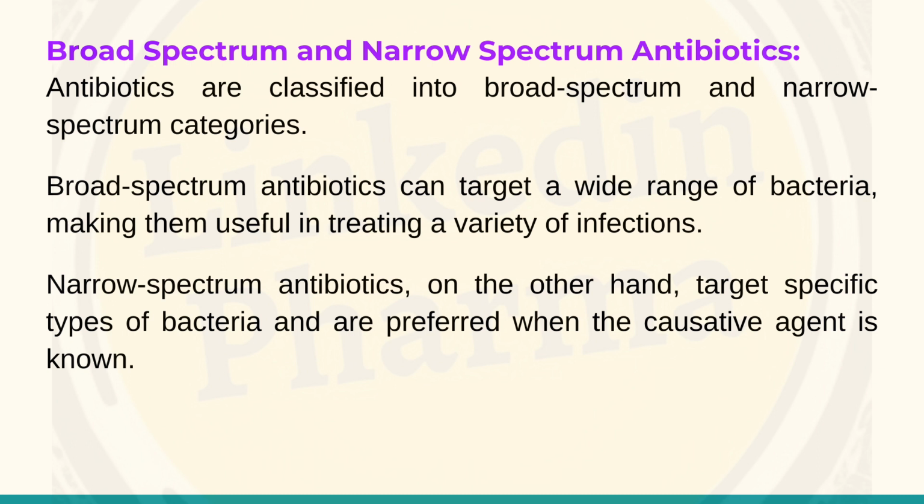Broad-spectrum and narrow-spectrum antibiotics. Antibiotics are classified into broad-spectrum and narrow-spectrum categories. Broad-spectrum antibiotics can target a wide range of bacteria, making them useful in treating a variety of infections. Narrow-spectrum antibiotics, on the other hand, target specific types of bacteria and are preferred when the causative agent is known.